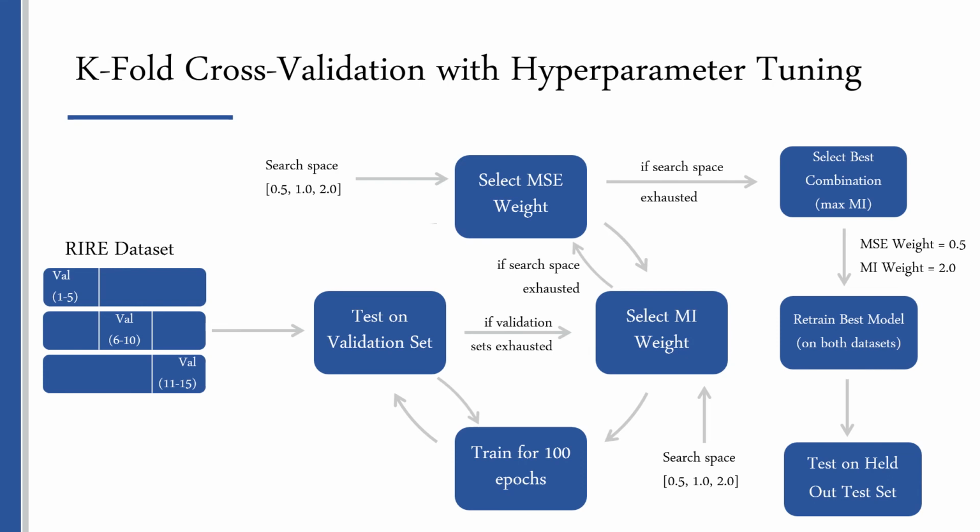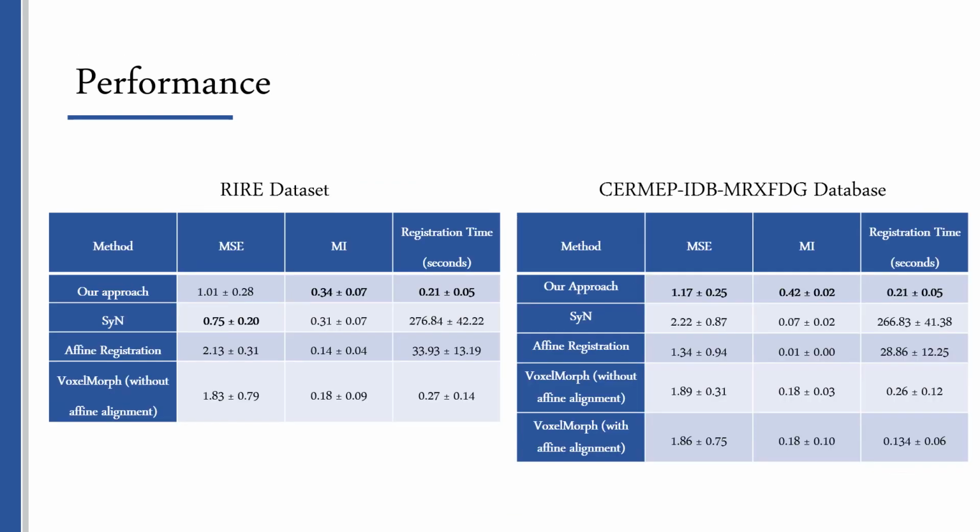Once all the models have been trained, we select the weight combination that gave the maximum mutual information over all cross-validation rounds. The combination was found to be 0.5 and 2.0. We then train a new model with these weights on both datasets separately, and report the metrics for each dataset as the average over the held-out test sets. After k-fold cross-validation and hyperparameter tuning, we compare our method against 3 other methods, namely affine registration, symmetric normalization or SyN, and the original implementation of VoxelMorph.